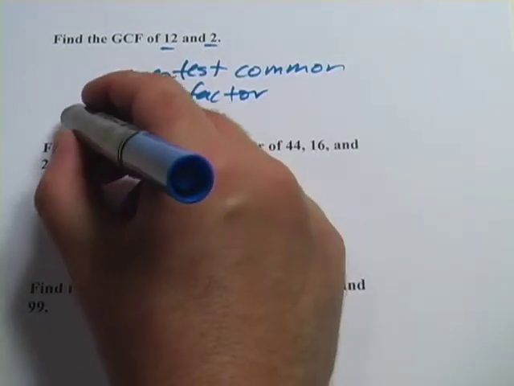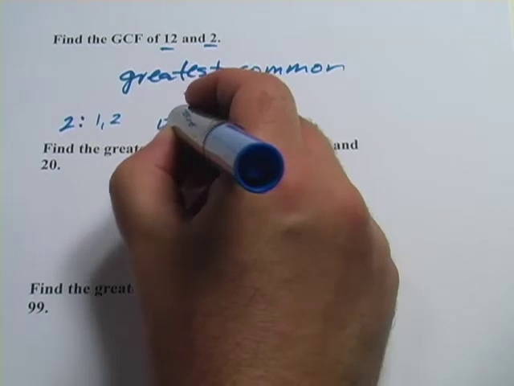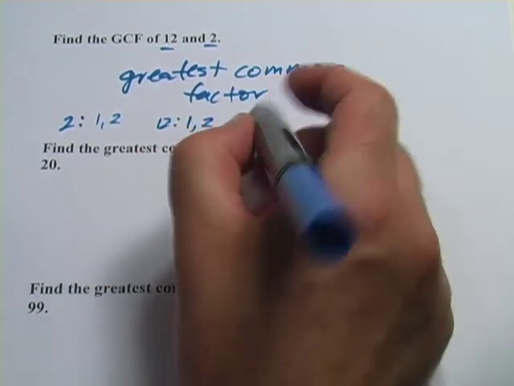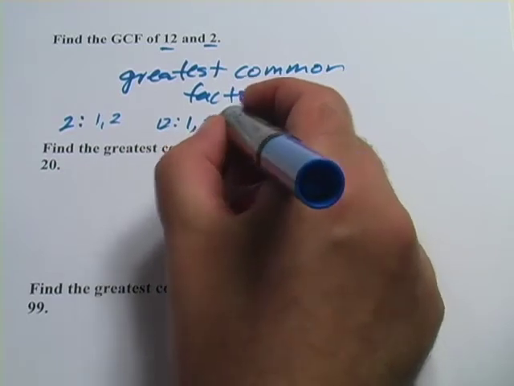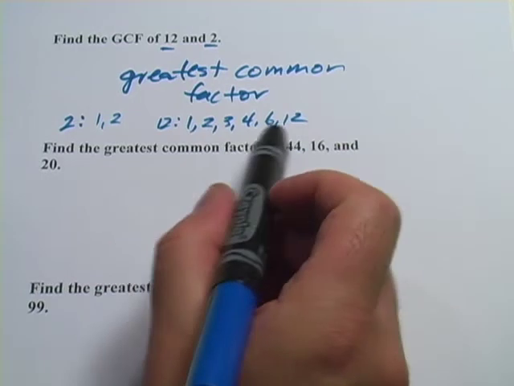2 has factors of 1 and 2. Let's see, 12 has factors of 1, let's see, 2 times 6. So 2 and 6 are factors. Also 3 times 4. Put the 6 in there. And then 12. I think those are all the factors of 12.